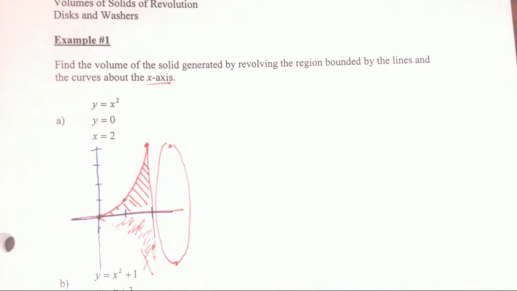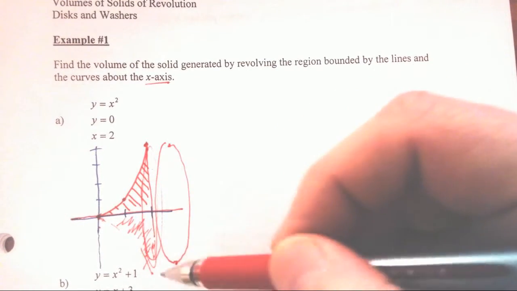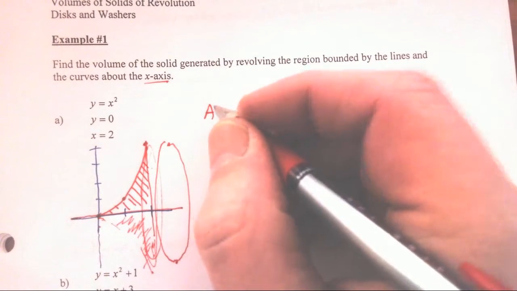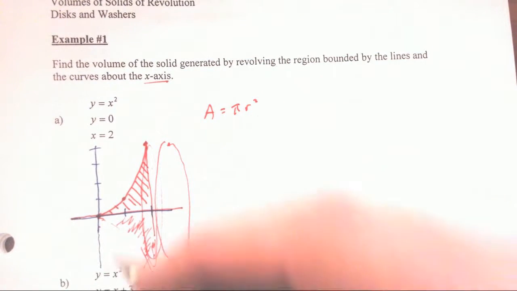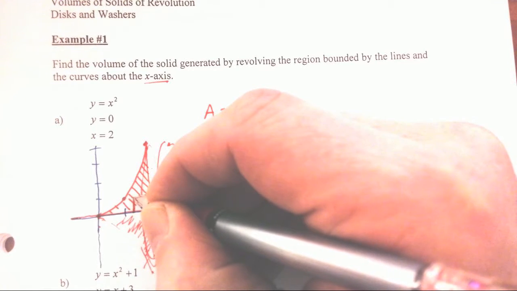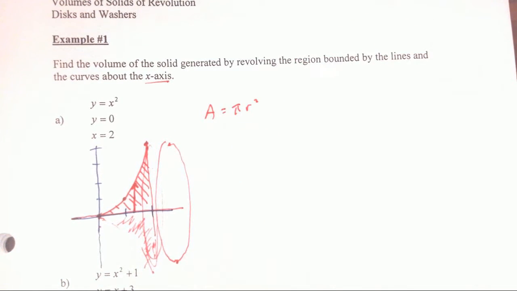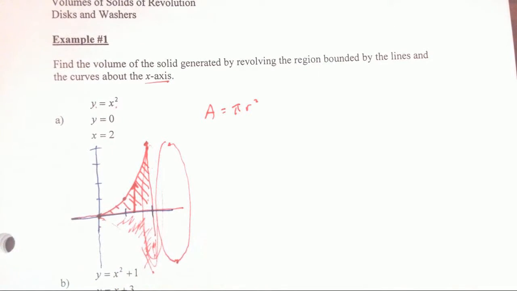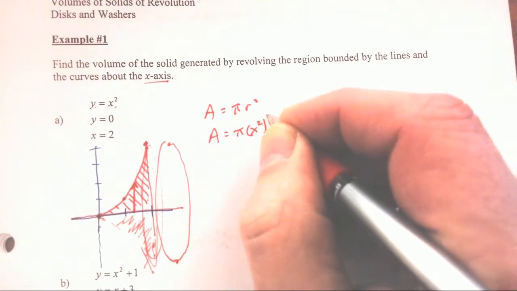So what we want to do is say our discs, if we looked at this rotationally, we would just have these little circles. So what is our area? Our area of the circle is pi r squared. But what is our radius? It is our height. And what is our height? Our height is y, and what is y? Y is x squared. So our area is pi x squared squared.